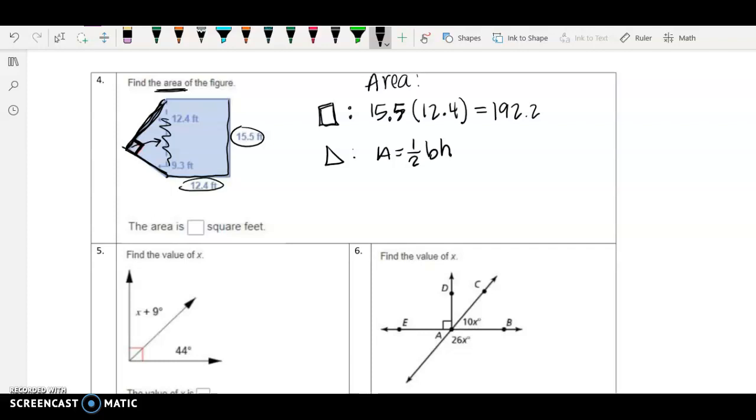So our base, now my dog's growling, is 1/2 times 9.3. This is our base. That's an arrow pointing here. And then our height is the arrow pointing here, which is 12.4.